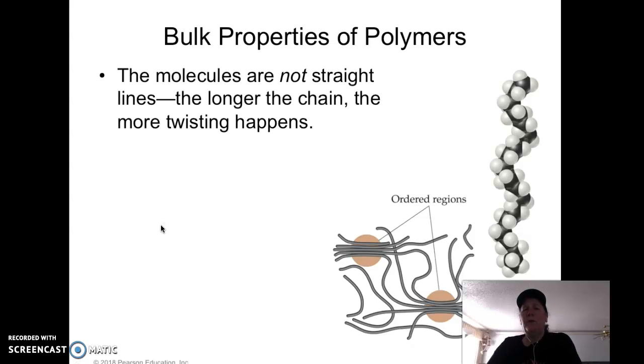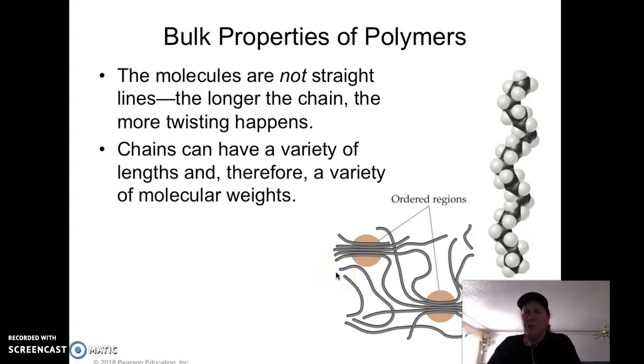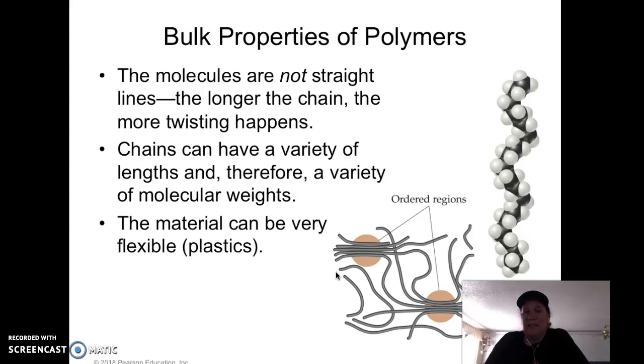If you have polymers, look at their bulk properties. Again, they're not straight chains. The more you add to them, the more they start to twist, and that makes them a little bit stronger. Chains have a variety of lengths and therefore a variety of molecular weights. You can have huge polymers and you can have smaller ones, depending on what the purpose is. The material can be very flexible. Plastics are very flexible. For a while they were the bomb, until people realized that they never, ever go away.